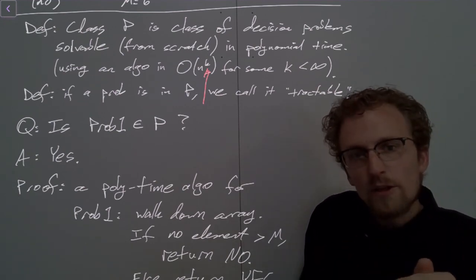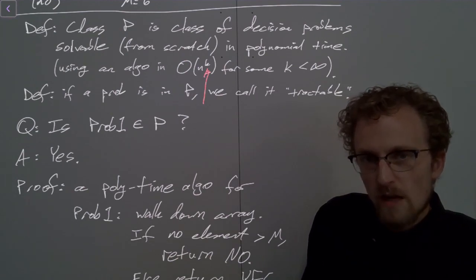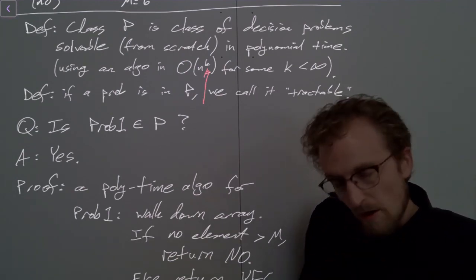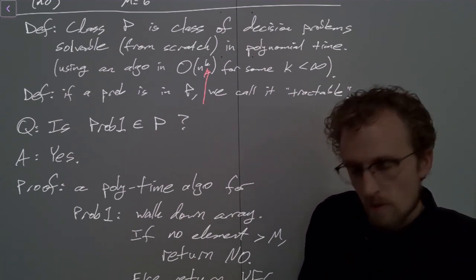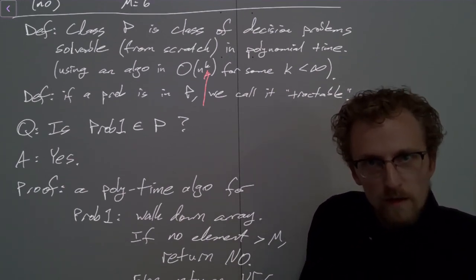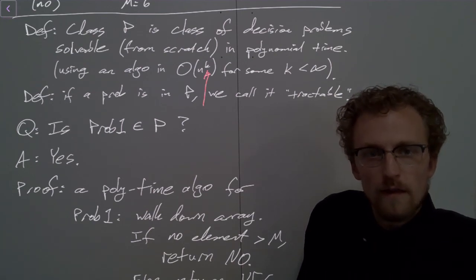It's a distinction that's a little bit annoying, but an important one for making sure we're all on the same page moving forward. P only includes decision problems. That's not to say there aren't other problems that have polynomial time algorithms. It just means that when we're talking about the class P, all we're looking at is decision problems, such as the one I defined above, this prob1 problem.